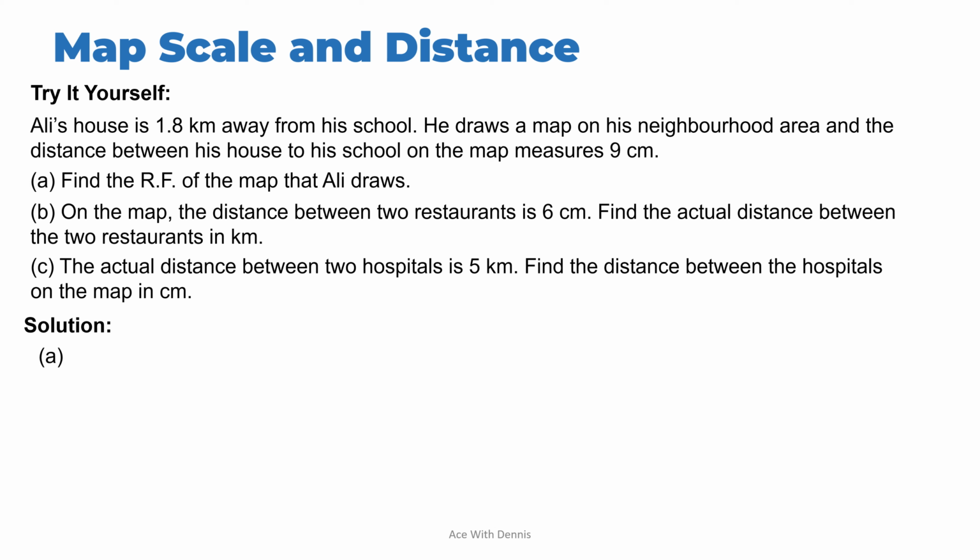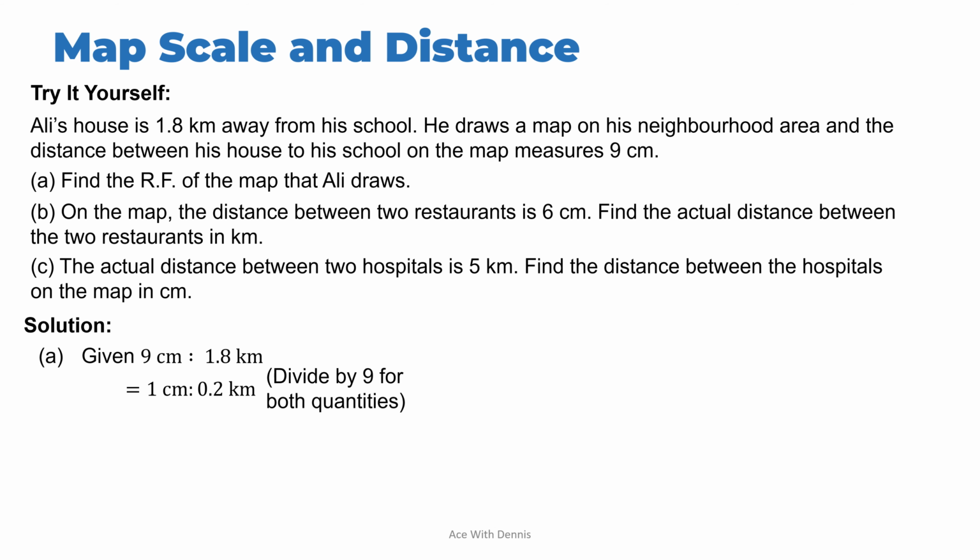Here is a solution. For A, given 9 centimeters is to 1.8 kilometers, as mentioned in the question. On the map, it measures 9 centimeters. The actual distance is 1.8 kilometers, which equals 1 centimeter to 0.2 kilometers.